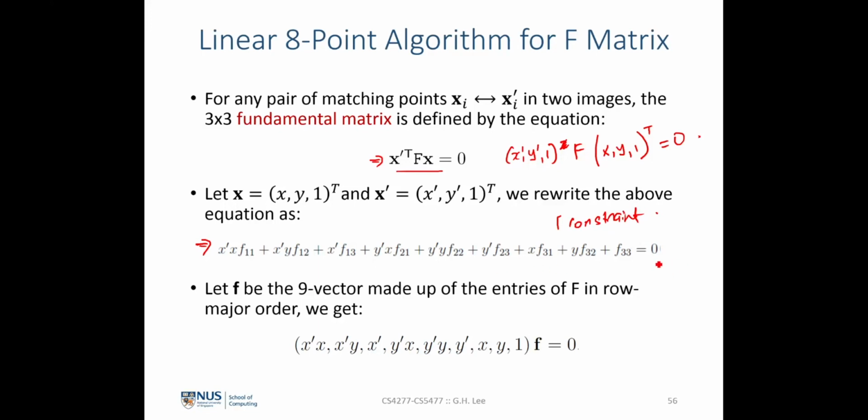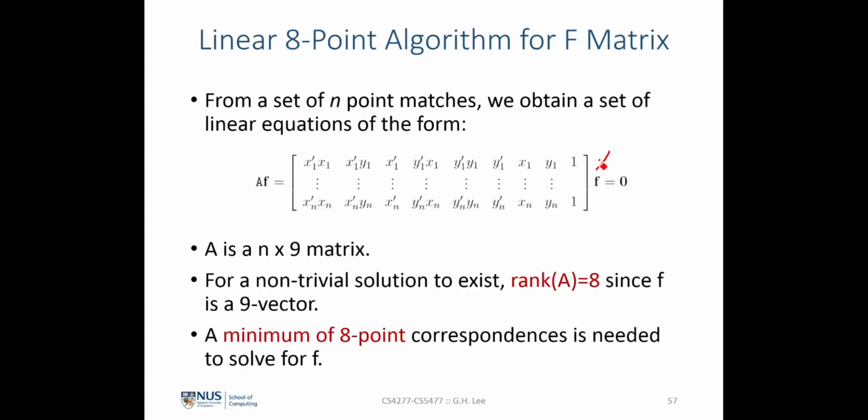And because this is one polynomial equation that is equal to 0, we can rearrange this. And the cool thing here is that all the entries of the fundamental matrix are linear with respect to this particular polynomial equation. So what this simply means is that we can rearrange this into a dot product of this vector over here that consists of only the entries from the point correspondence x and x prime, with a 9 by 1 vector which we reshape from the 3 by 3 fundamental matrix over here. So this simply becomes a linear constraint on the fundamental matrix.